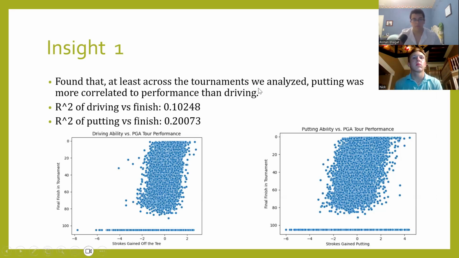R squared basically estimates the percentage of the result that can be attributed to a certain factor. What we found was that about 10% of the finish can be attributed to driving ability and 20% can be attributed to putting ability. And so we have our scatter plots here at the bottom, and all these values at the bottom of these two scatter plots are players who got cut. And so we represent them on the graph right there at the bottom.